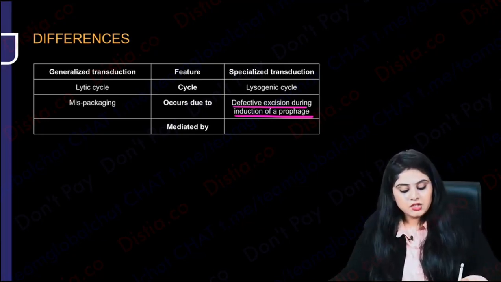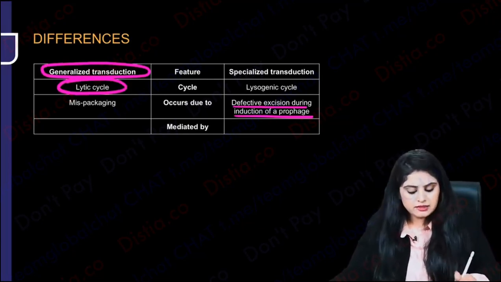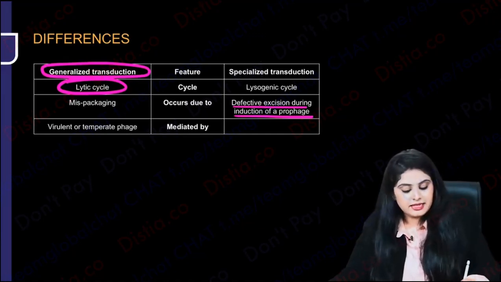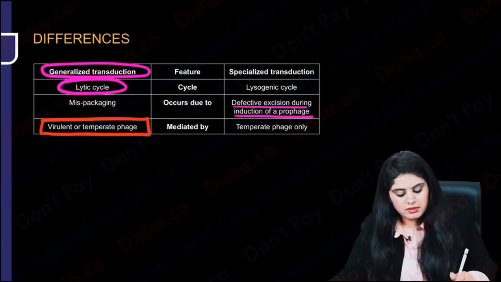Now tell me, generalized transduction basically shows you the lytic cycles. Which phage shows you the lytic cycle? You will say all the phages can show me the lytic cycle. That is the virulent or the temperate. Whereas specialized, which shows you only lysogenic, is going to be only by temperate phage.